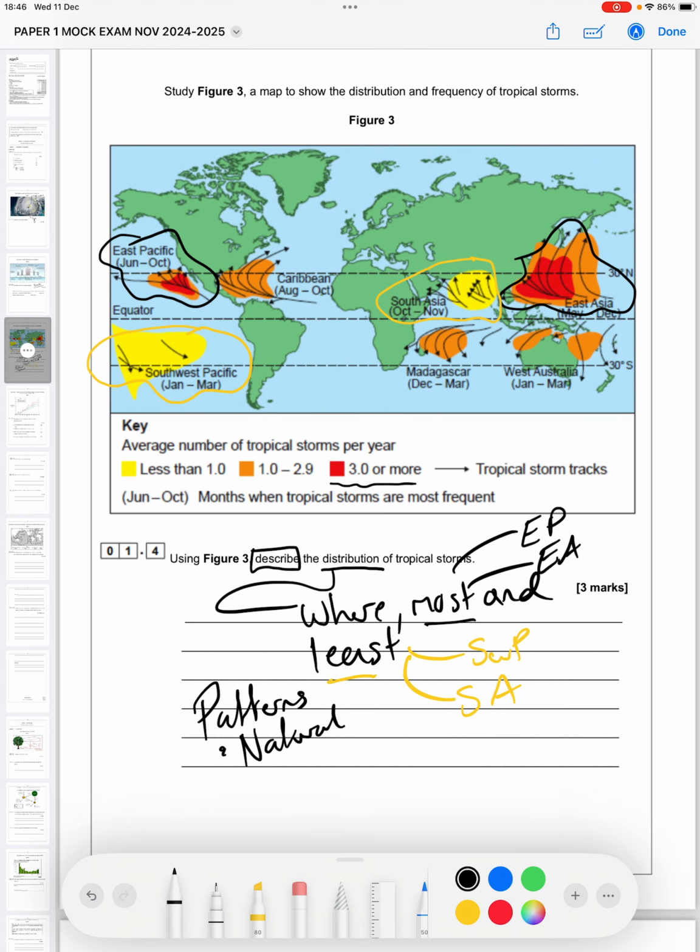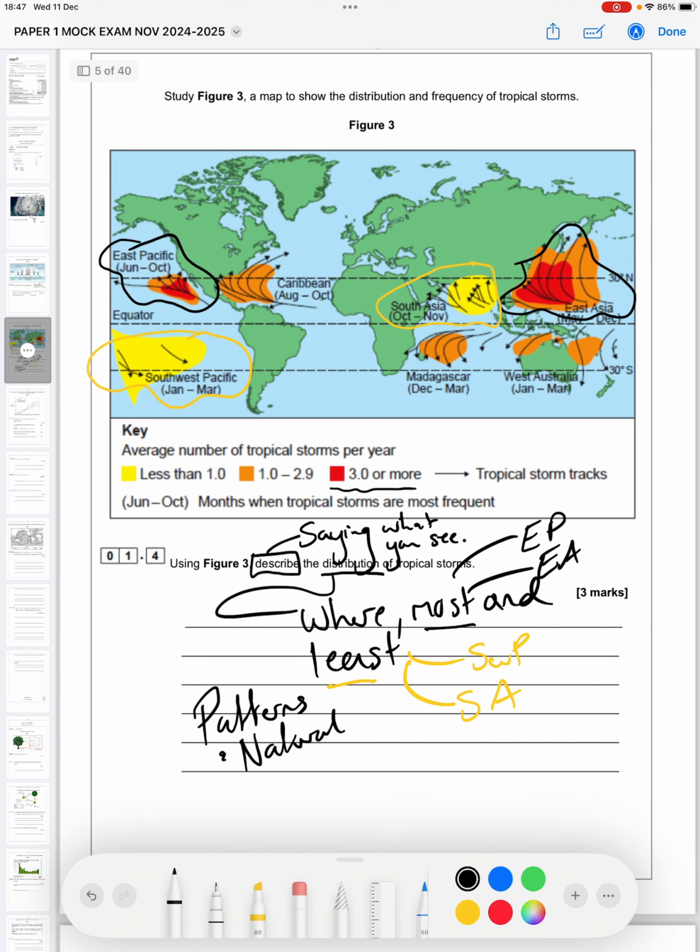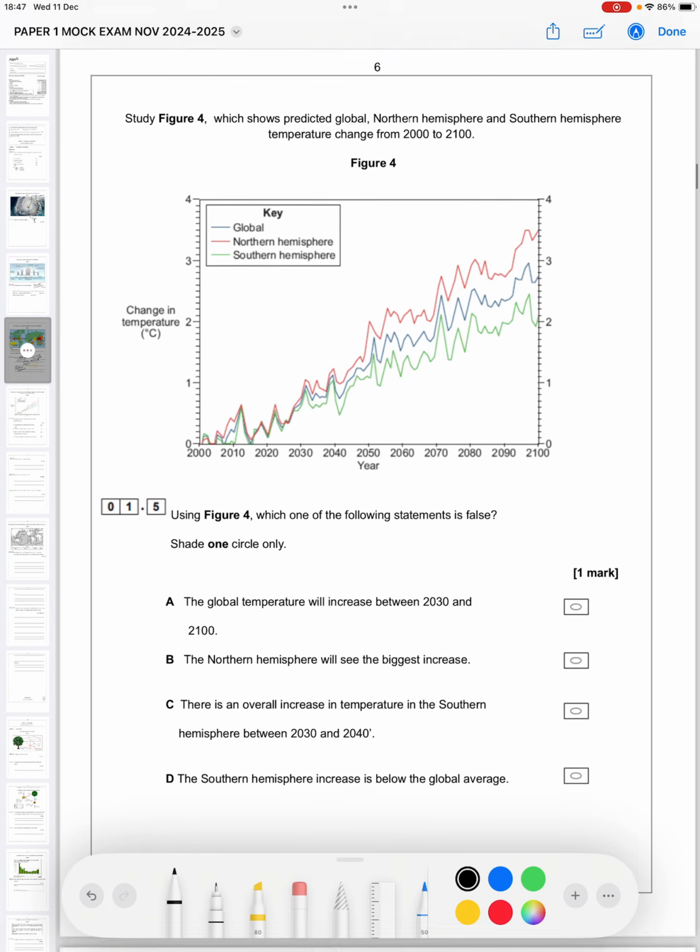You're not explaining it. With a describe, all you're doing is saying what you see. You're just saying what you see. I can see most form in the East Pacific and East Asia, and least form in the Southwest Pacific and South Asia. Done, dusted. Nothing more than that. So slow down, understand the keywords, and it'll help you out.